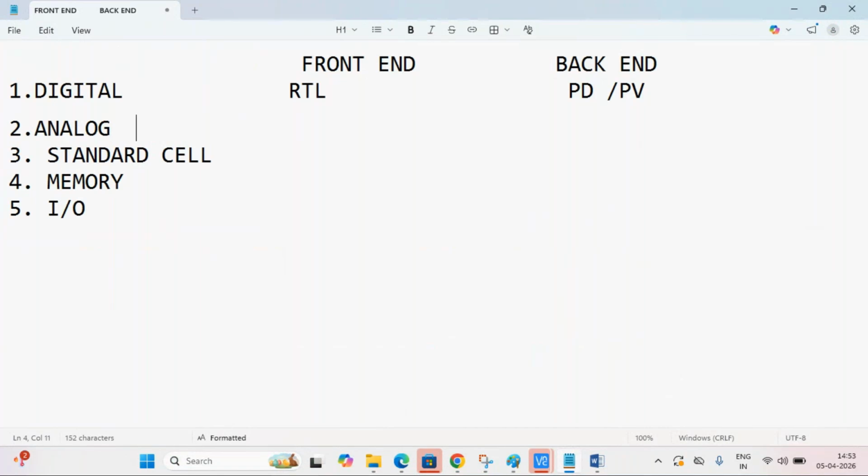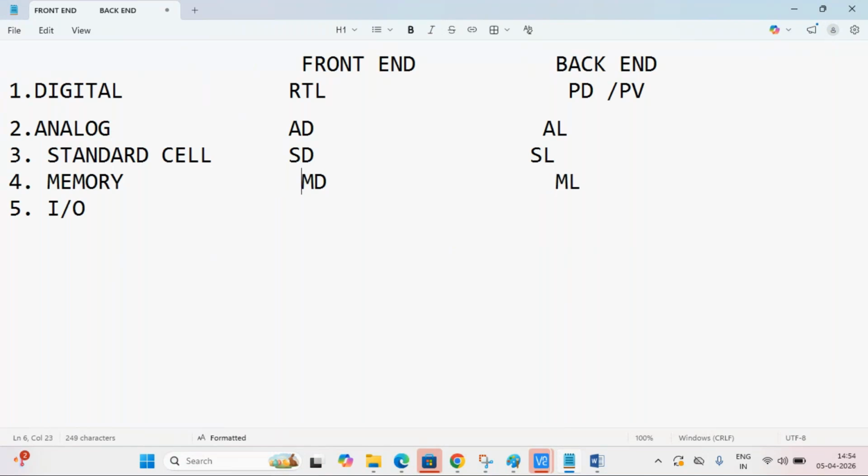For analog, we front end people call analog design. Here, analog layout. Back end: standard cell designer. Yes, standard cell layout. Similarly, memory designer, memory layout, IO designer, IO layout. So these are the domains.